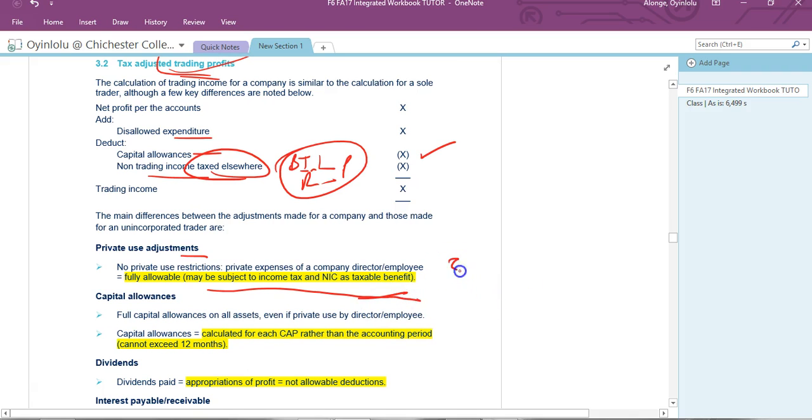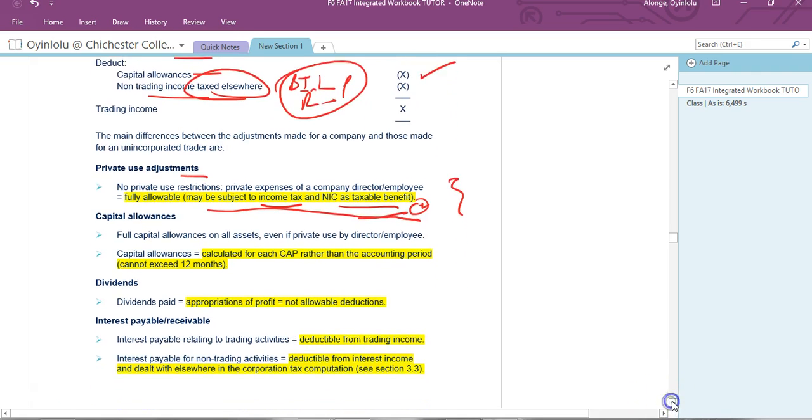So the key point here is that it's okay for a company to put through expenses on behalf of an employee. The employee will most likely be subject to some income tax and NIC. So there's no need to separate out the private use, because the employee will suffer, so to speak, the benefit via a tax. Yes, if you remember when we talked about taxable benefits.